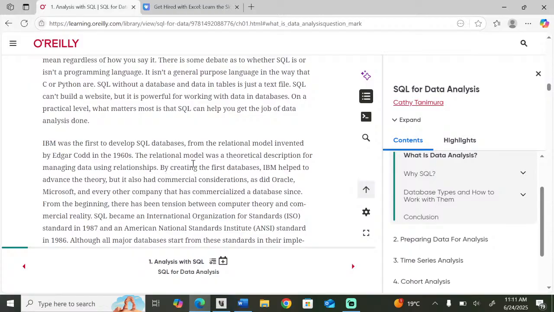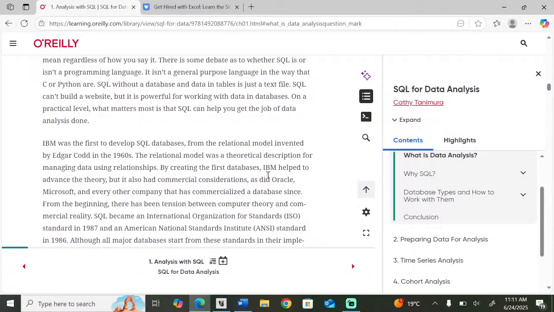The relational model was a theoretical description for managing data using relationships. You are going to learn about relationships when we start opening the book. Right now you might be new to relationships. A relationship is just joining tables. We have three types of relationships: one-to-one, many-to-many, and one-to-many. We are going to talk about that when we start opening the book.